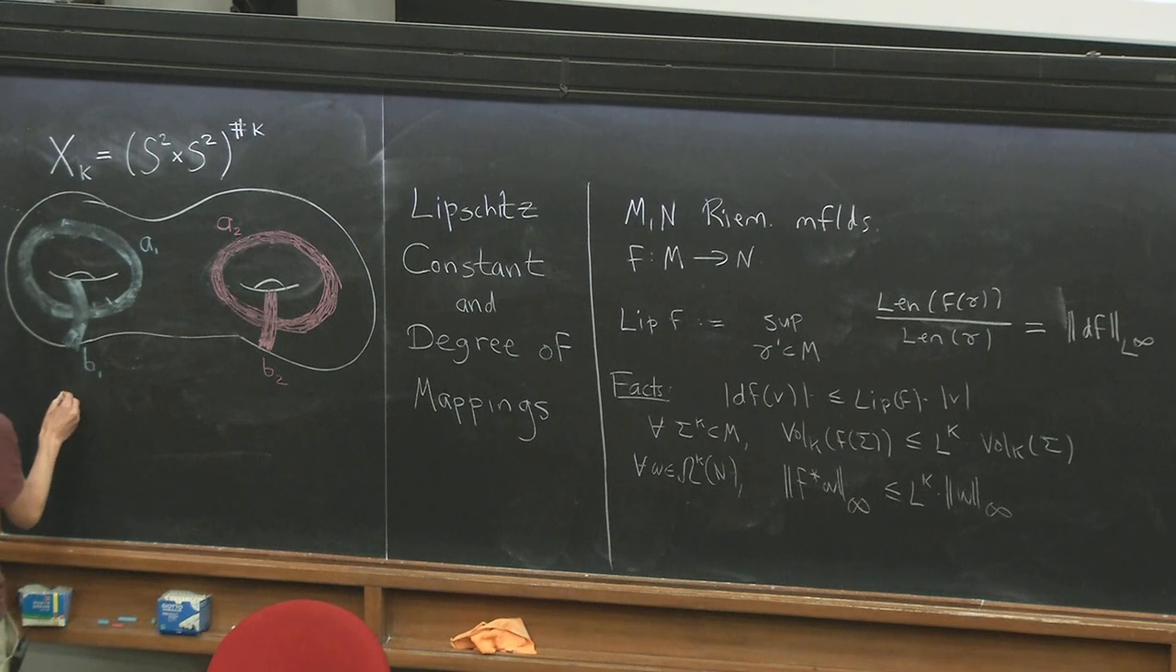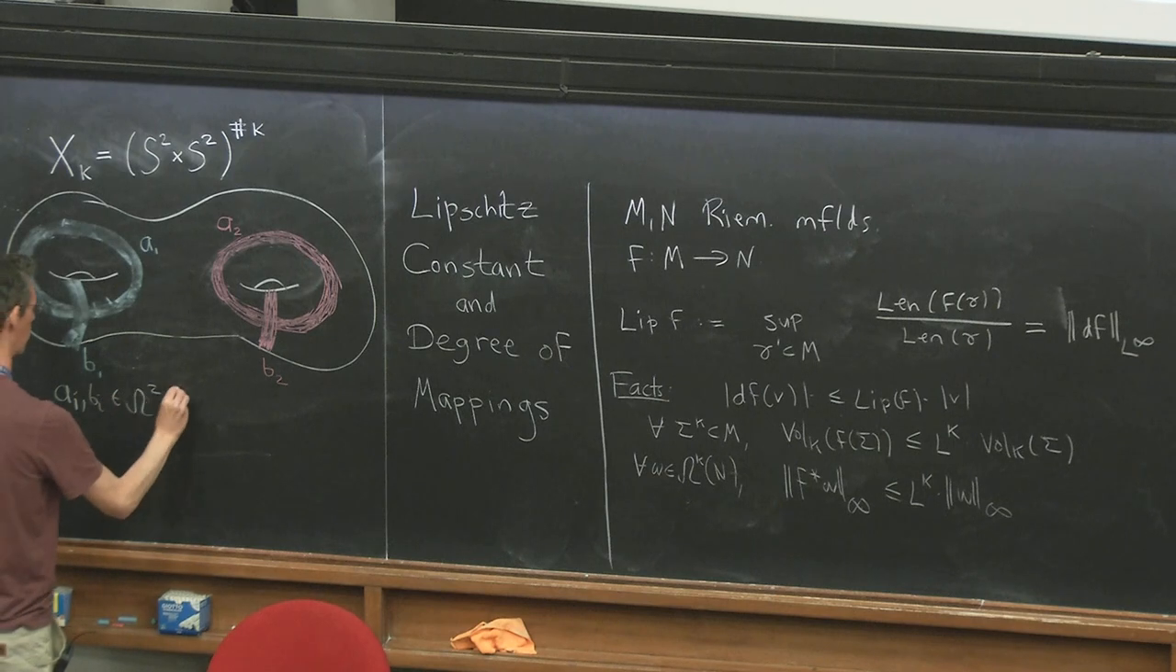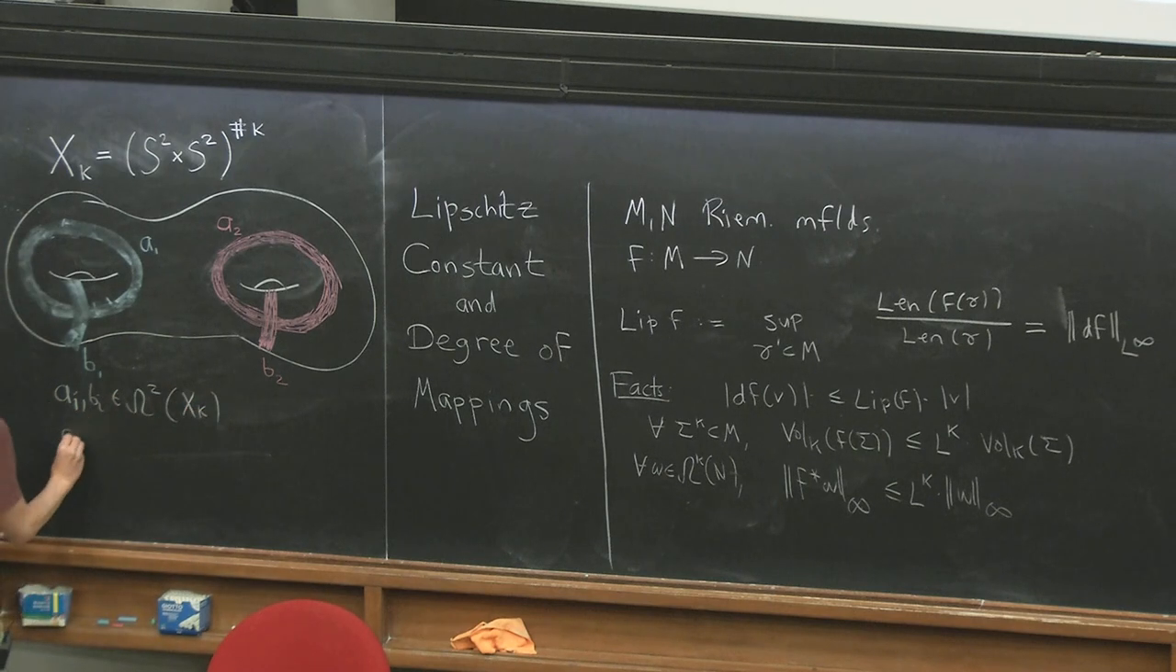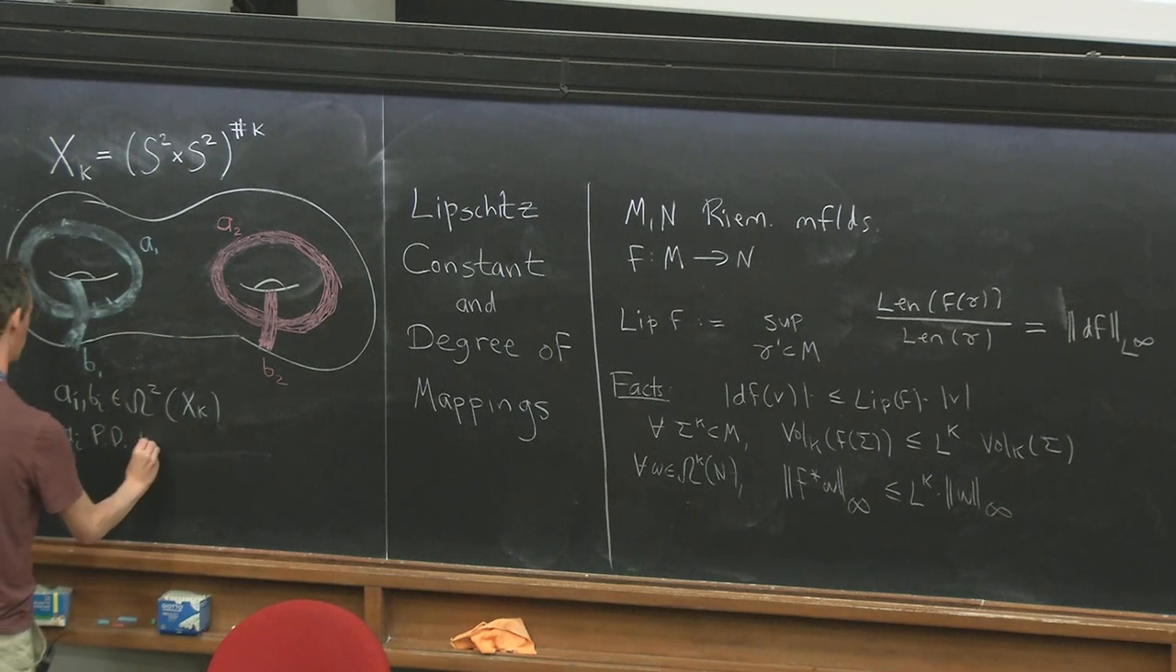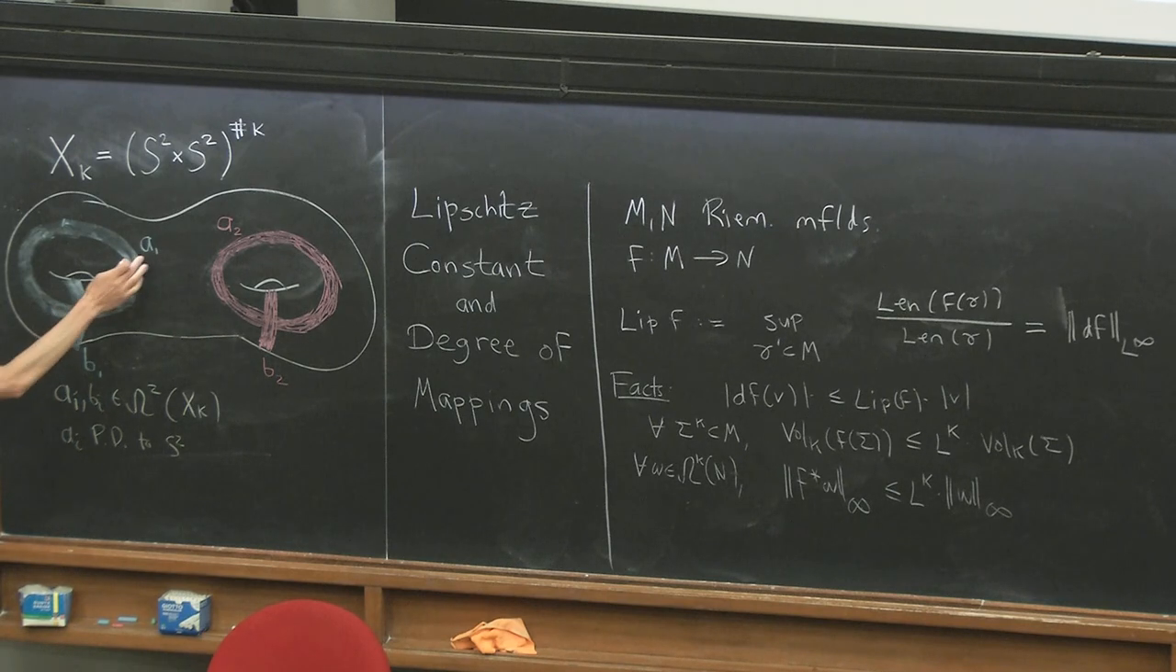So what is, for example, A1? The A_i's and B_i's are two-forms on my manifold. And A_i is Poincaré dual to an S2. Actually, each of these forms is Poincaré dual to an S2. So this here is an S2 in my S2 cross S2. And then I tried to draw a blue neighborhood of it. And A1 is a differential form that lives on this blue neighborhood. It is Poincaré dual to this S2, and so on for all the other letters. OK. Cool.